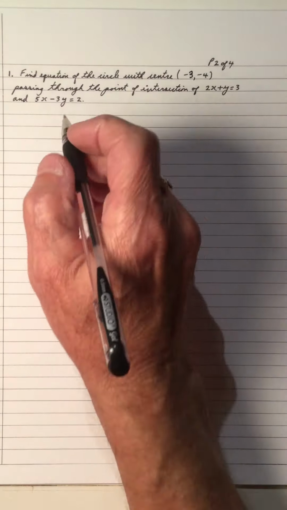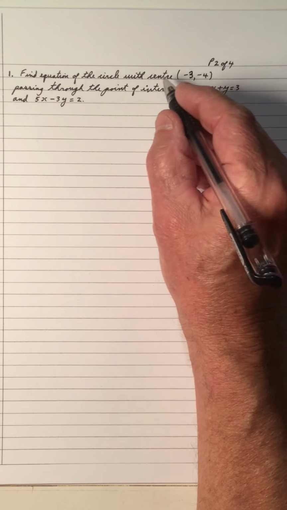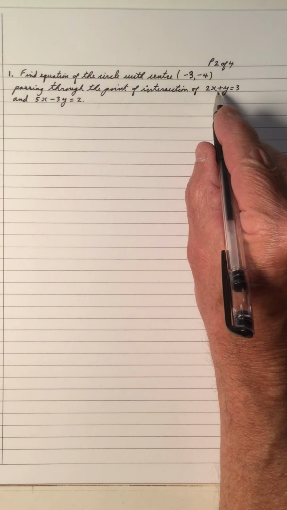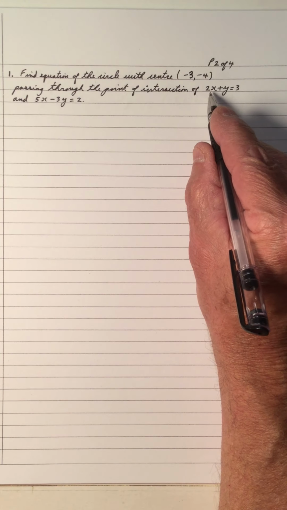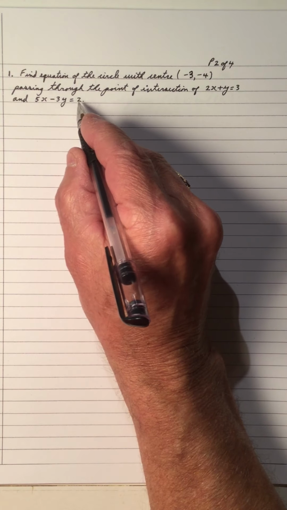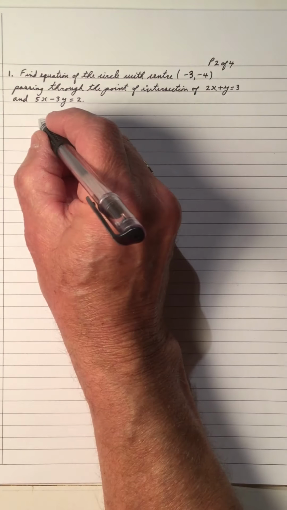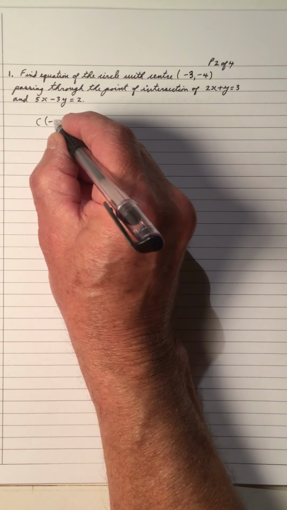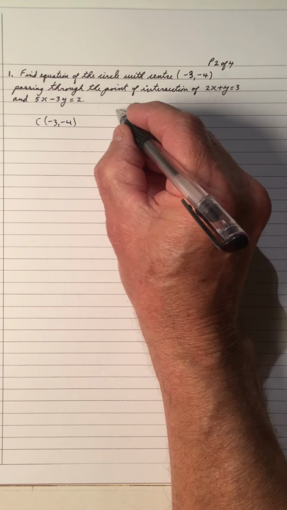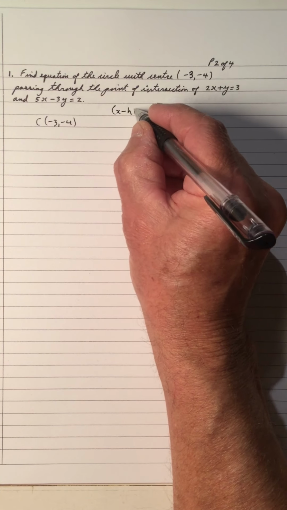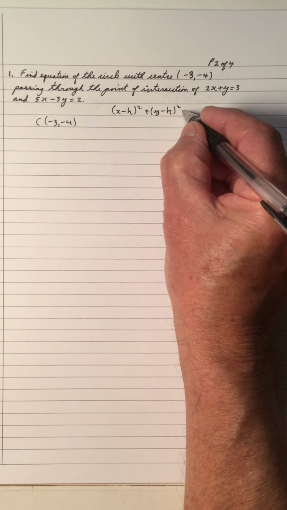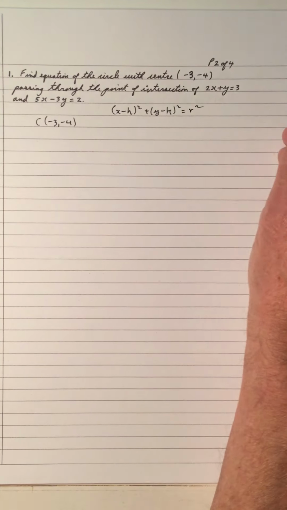Now, different questions. Find the equation of a circle with center -3, -4, passing through the point of intersection of 2x plus y equals 3 and 5x minus y equals 2. So we know the center of the circle is -3, -4. What we need, and the equation is (x minus h) all squared plus (y minus k) all squared equals r squared.